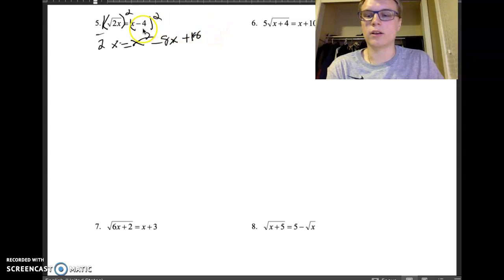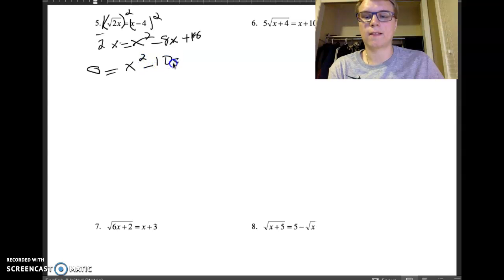So, well, that's a horrible 6. And then what we do with this is we subtract the 2 over. So then we're left with 0 equals x squared minus 10x plus 16. Okay? And then we'll factor this.